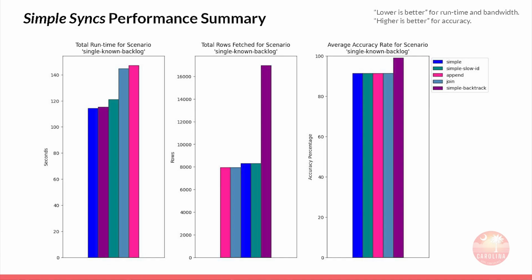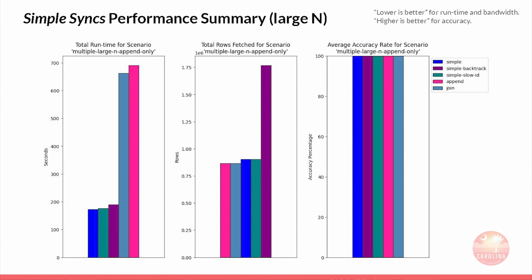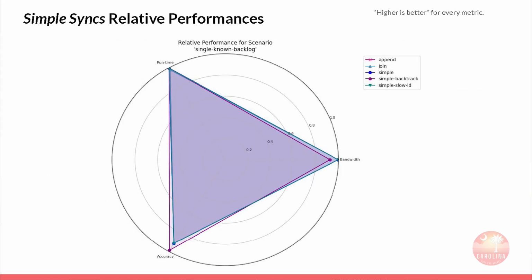Here are those same metrics boiled down. You can see the bandwidth is much higher, but we get that gain in accuracy. Here's the same tests on the append-only large N. And the point of this is to demonstrate the append and join that I talked about actually perform quite poorly when you have a large number of IDs, so I don't recommend them for practical use. But backtrack seems to be doing quite well. And here are those same metrics on one single graph. And more or less, you have the same general shape with a little bit of a gap here and there.